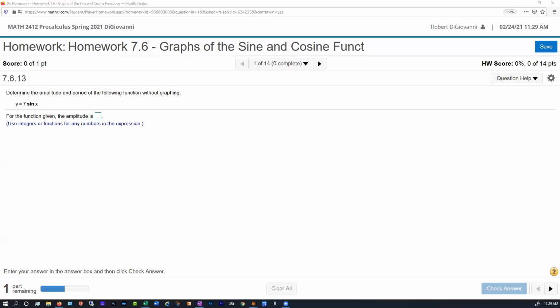Okay, going to be working the homework for 7-6, graphs of sine and cosine. So this first problem is asking us to determine the amplitude and period of the following function without graphing it. So when we're looking at this, y equals 7 sine of x, the amplitude will always be the absolute value of this number. Okay, so our amplitude will be the absolute value of 7, which is just 7.